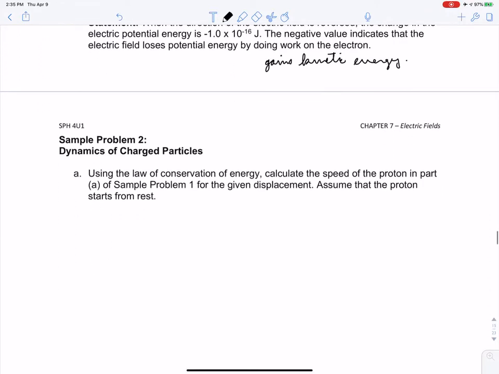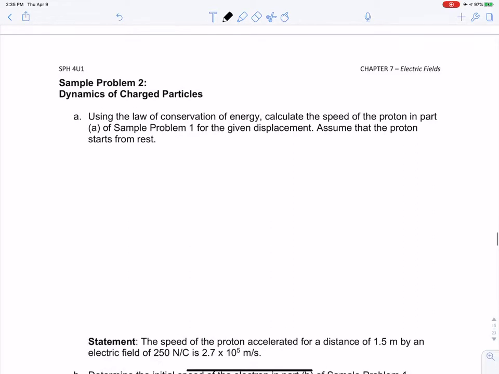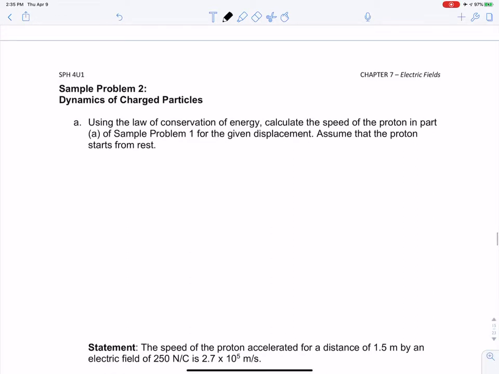So the perfect example to start with that uses the law of conservation of energy is sample problem number 2, where we're looking at the dynamics, the movement of charged particles. Part A. Using the law of conservation of energy, calculate the speed of the proton in part A of sample problem number 1 for the given displacement. Assume that the proton starts from rest.